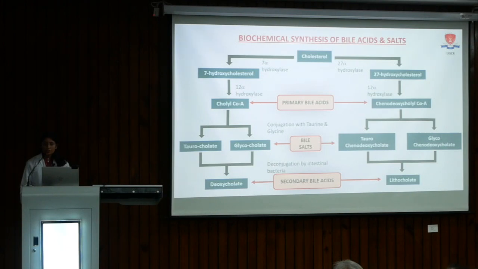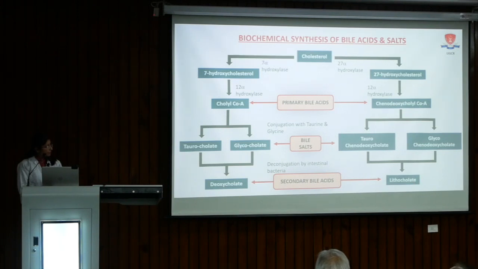Biochemical synthesis of the bile acids and salts. The bile acids and salts are formed from cholesterol, in which the cholesterol is converted into the primary bile acids, that are cholyl coenzyme A and chenodeoxycholyl coenzyme A. Then these primary bile acids are converted into the bile salts by the conjugation with taurine and glycine, and are converted into taurocholate and glycocholate from cholyl coenzyme A, and taurochenodeoxycholate and glycochenodeoxycholate from chenodeoxycholyl coenzyme A.